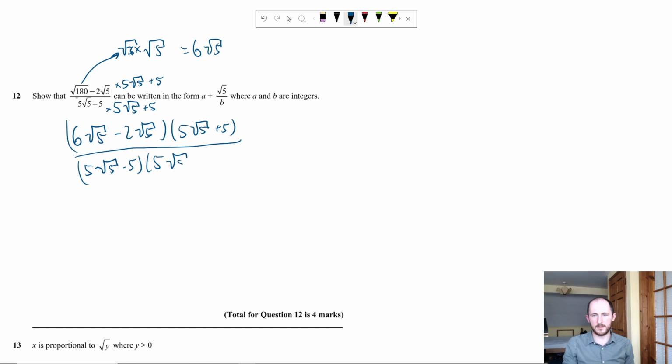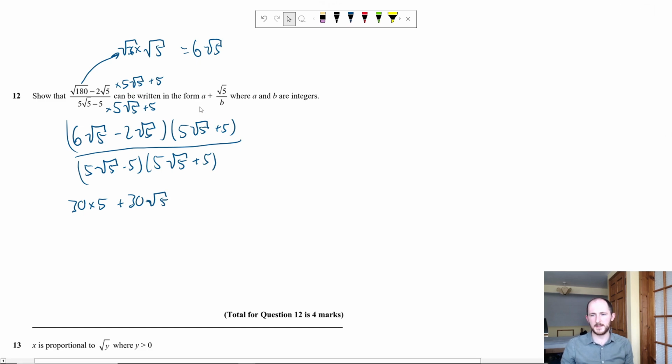5 root 5 plus 5. Cool. Then we're going to expand. So 6 root 5 times 5 root 5. 6 times 5 is 30. And then root 5 times root 5 is 5. Don't forget. So that becomes 30 times 5. 6 root 5 times 5 is going to be plus 30 root 5.